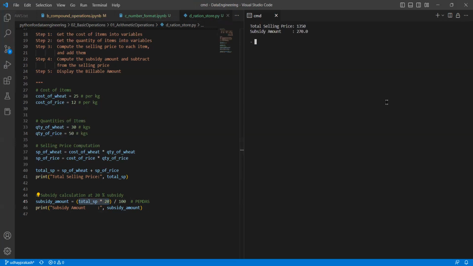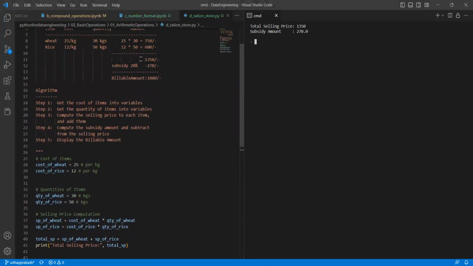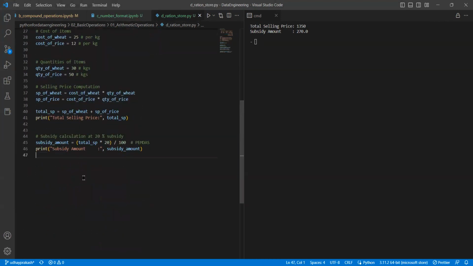So now if I execute, I got the total selling price and I got the subsidy. What can I do? If I subtract this subsidy from the total selling price, I get the billing amount, right? So I can subtract and print it.